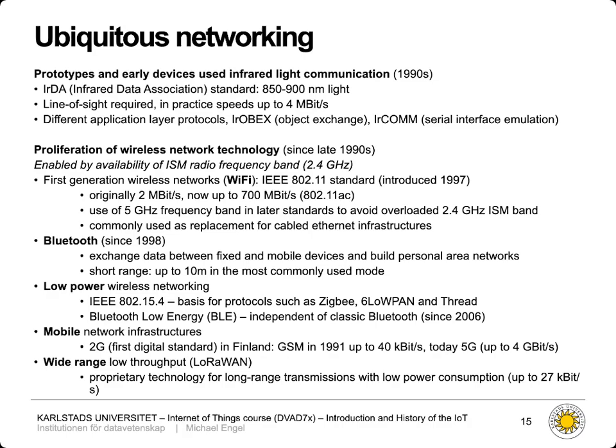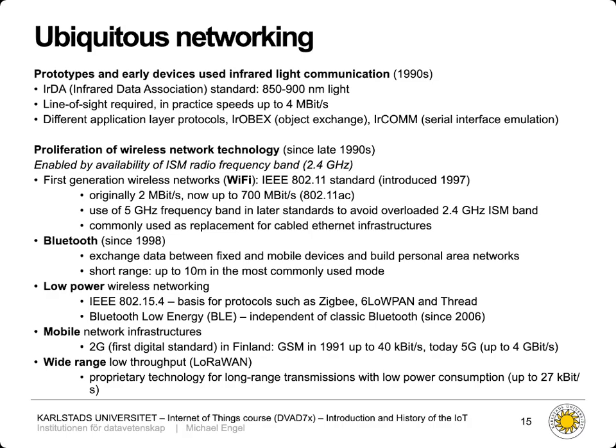And of course, we have mobile network infrastructure, starting with the first digital standard, 2G, which was developed by Nokia and Ericsson in Finland. So the GSM standard in 1991, which enabled up to 40 kilobits per second with the EDGE extension. And of course, today we have 5G networks up to 4 gigabits per second. So we have quite a bit of development also here.